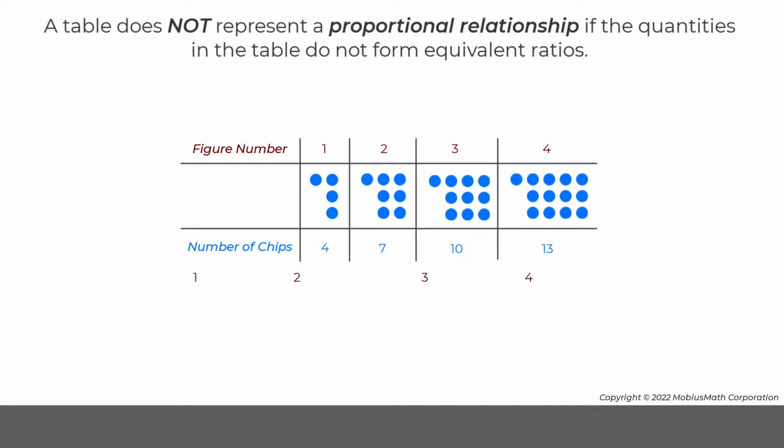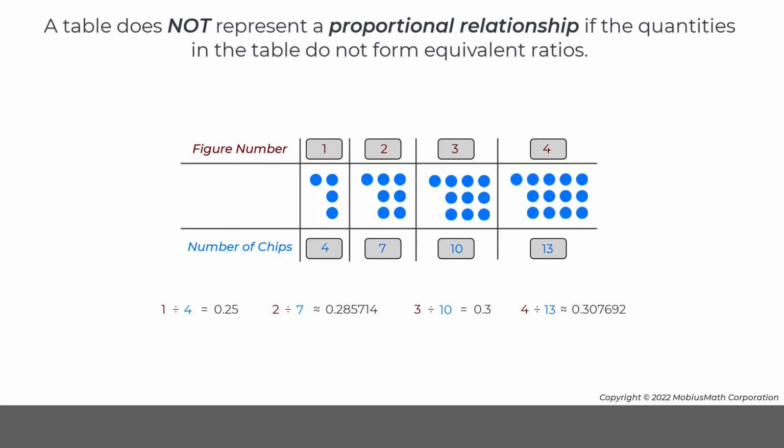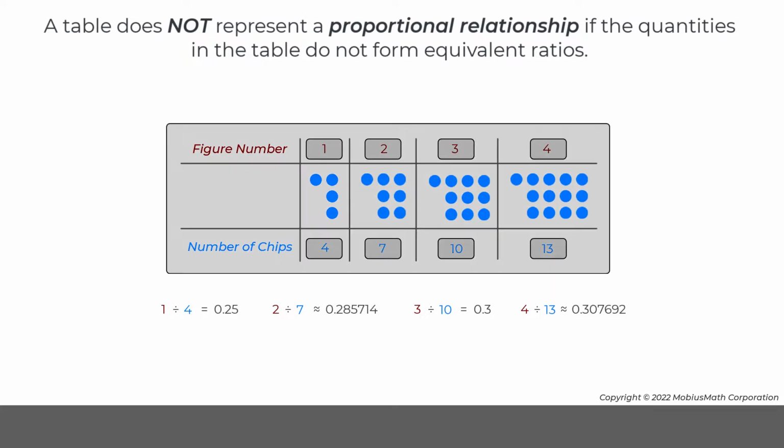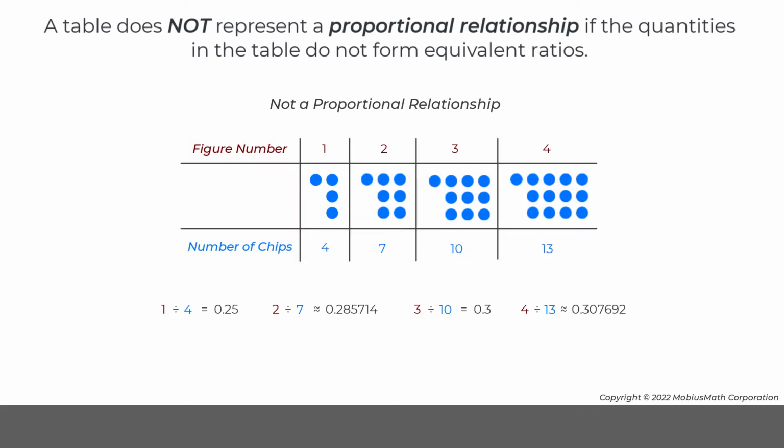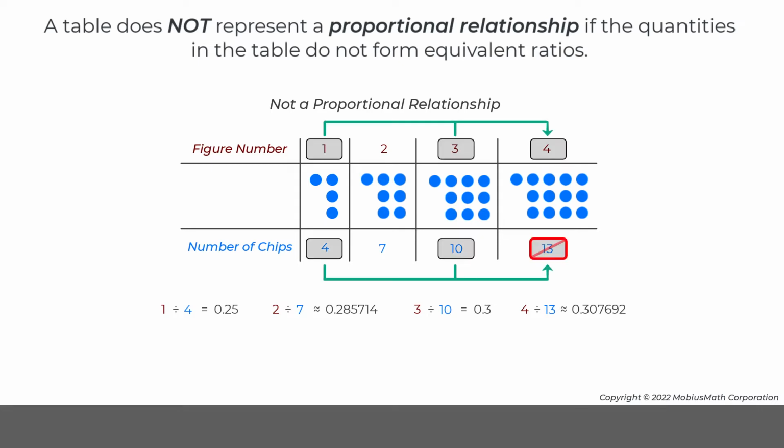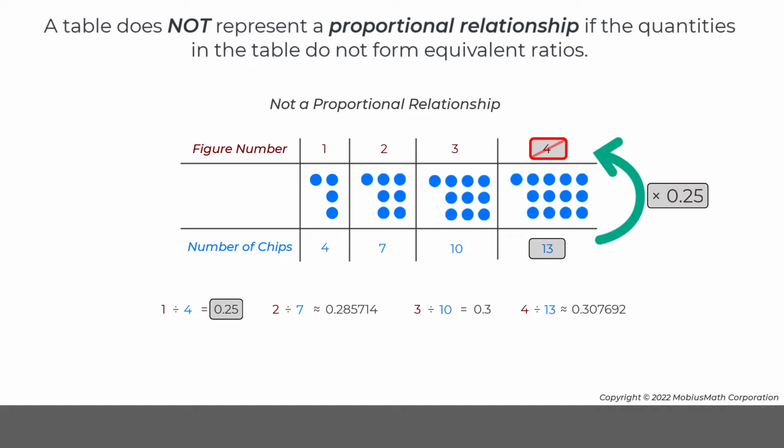Notice that dividing each figure number by the corresponding number of chips generates a different value for each figure in the pattern. This means that pairs of quantities in this table do not form equivalent ratios and do not form a proportional relationship. Note, because the quantities in this table are not proportional, ratio table and multiplier strategies cannot be applied to find the number of chips in a given figure.